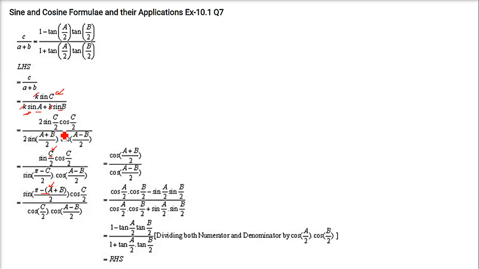Now this a plus b we have written as this one. A plus b can be written as pi minus c. So exactly what we have done here, the numerator will become sin pi by 2 minus a plus b by 2, which will be cos a plus b by 2, which is here. And in the denominator, sin pi minus c by 2 is sin pi by 2 minus c by 2, that is sin 90 minus theta. It will be cos theta, cos c by 2. So now this cos c by 2, cos c by 2 cancel.